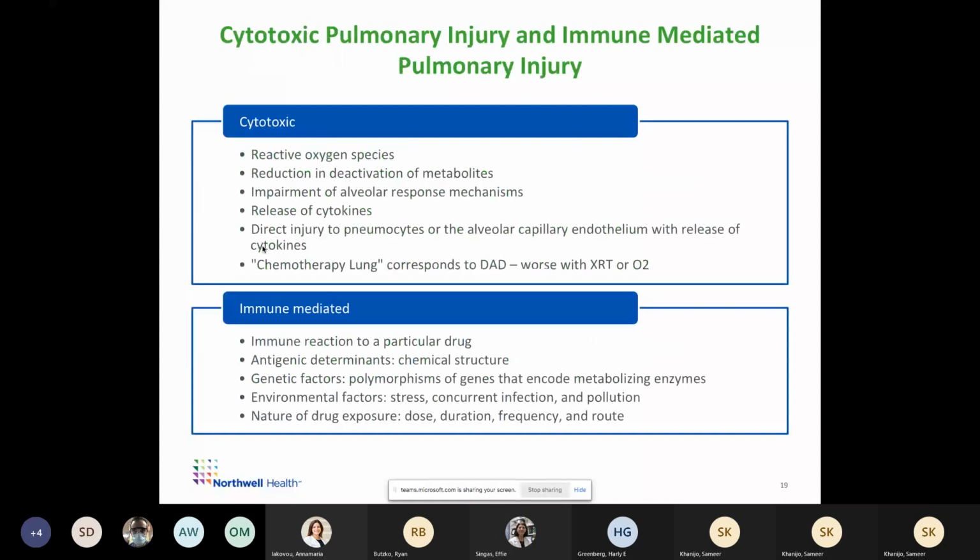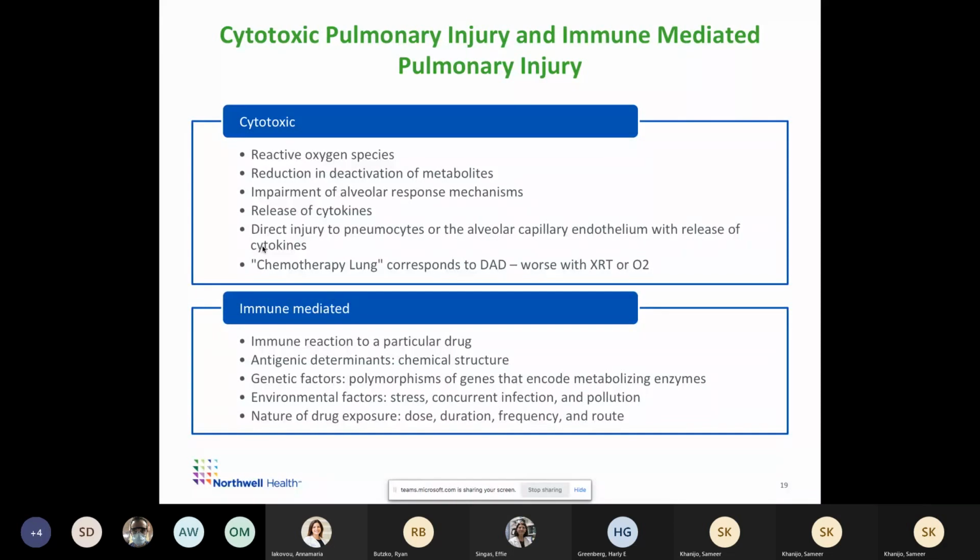One of the papers that we sent out initially, and both of them were a little bit laborious, I apologize, was the Matsuno paper. It's the shorter of the two, and it really tries to delve into some of the mechanisms, and breaks down cytotoxic and immune-mediated injury. Cytotoxic injury involves reactive oxygen species, the reduction in deactivation of metabolites, and impairment of alveolar response mechanisms, and then the release of cytokines.